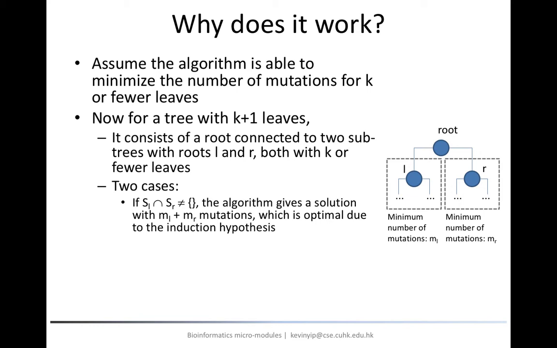Is this solution optimal? Since the nucleotide that L is forced to choose is also in its preference set, the resulting solution for the left subtree is also one that can be formed by Fitch's algorithm. By the induction assumption, the number of mutations in the left subtree is exactly the optimal number ML. In the same way, the number of mutations in the right subtree is exactly the optimal number MR. The total number of mutations in the whole tree is therefore ML plus MR, which is optimal, since it is impossible to have a solution with fewer mutations.